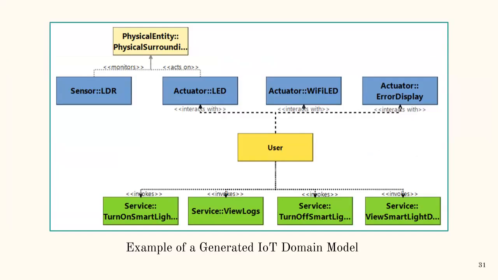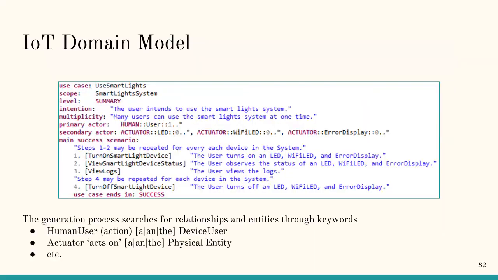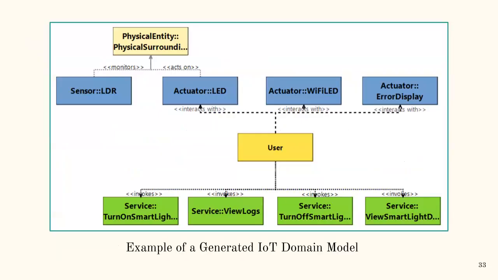The domain model is used basically to describe the domain of the IoT system being developed. The various entities found from the USIM4IoT model are mapped onto this domain model, and the relationships are also mapped using keywords. So for example, if there's an actor, and there is the keyword acts on following that actor, followed by an optional article and a physical entity, then that will define an acts-on relationship. There are other types of relationships too that are used in the mapping process.